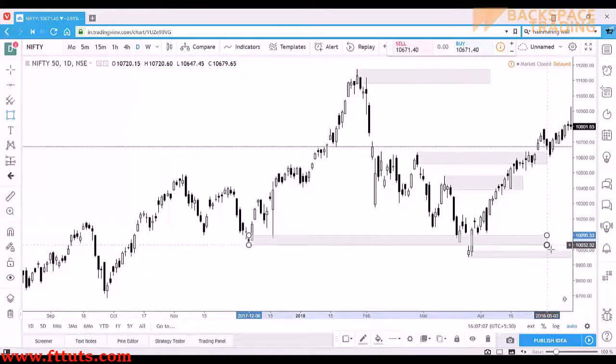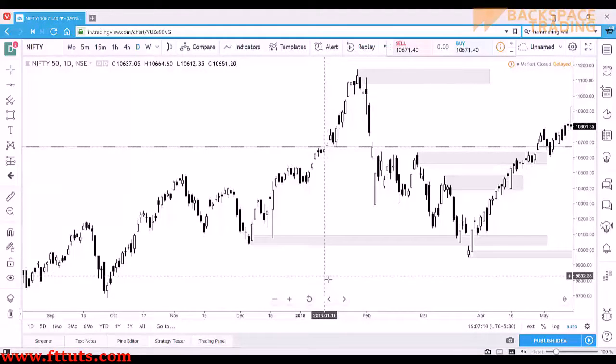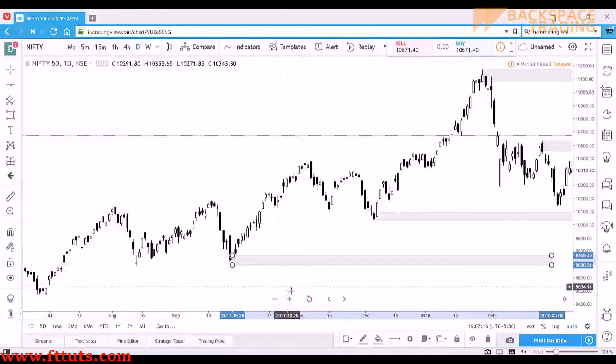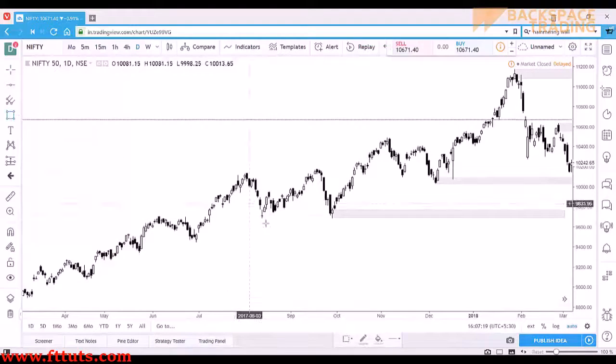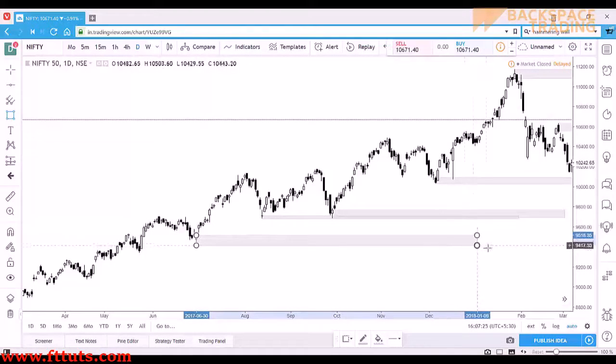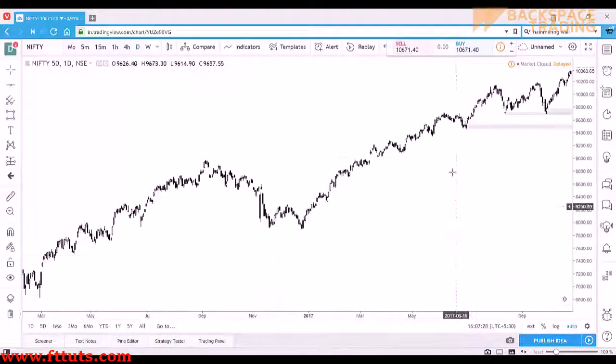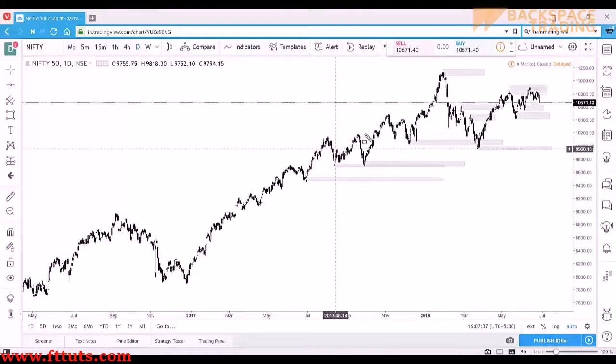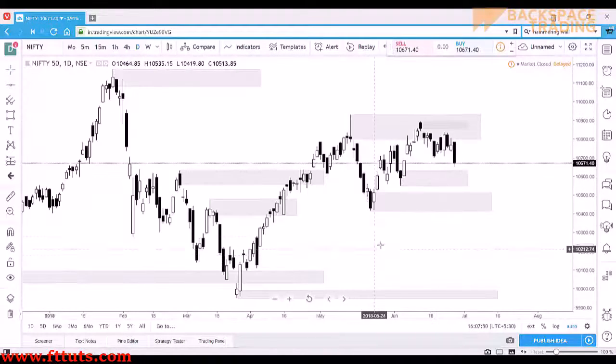Mark it. Mark this. So we can keep on going. On every swing low you can mark a support zone, and on every swing high, as like this, you can mark your resistance. I guess so far you understood how I'm marking support and resistance.